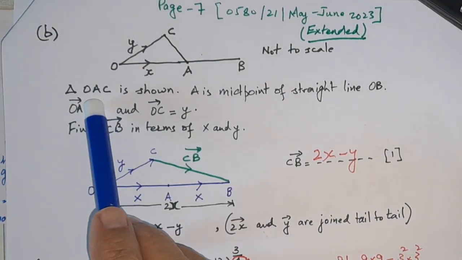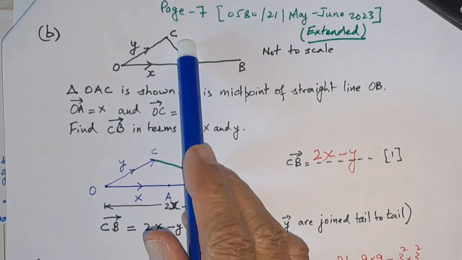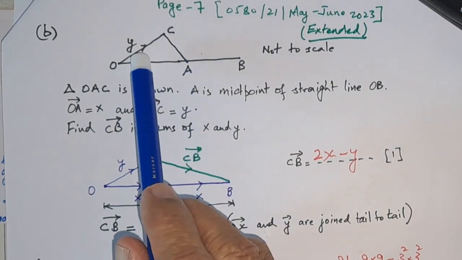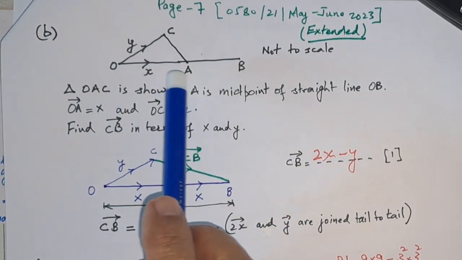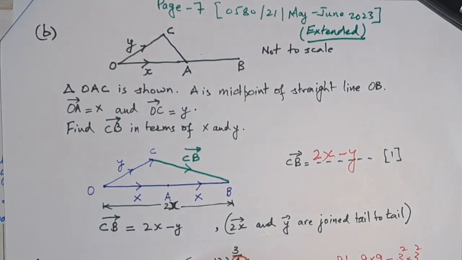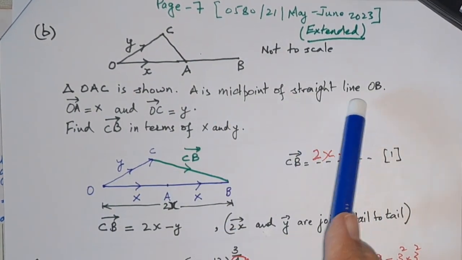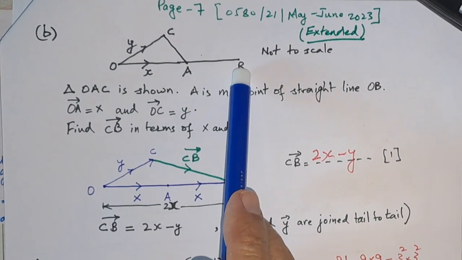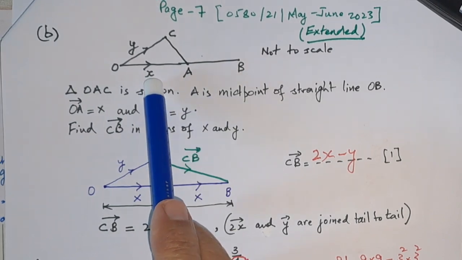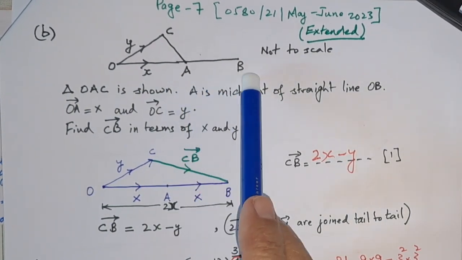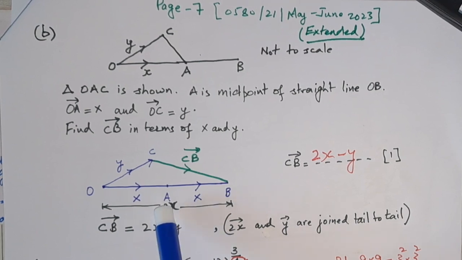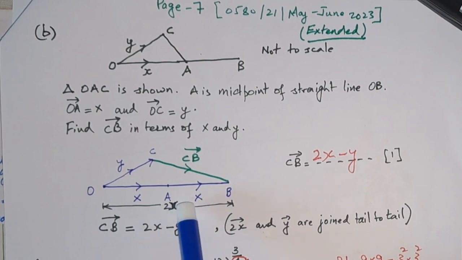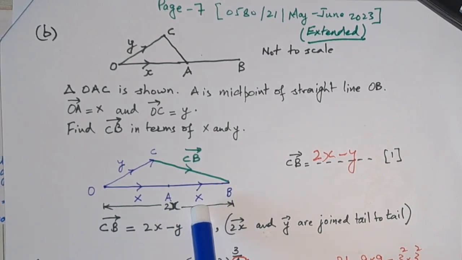We are given a triangle OAC, in which OC is a vector y and OA is a vector x. A is the midpoint of straight line OB. If this is the midpoint and this is equal to x, then AB will also be equal to x. I have written that. AB is equal to x. OA is x. AB is x. And find CB.